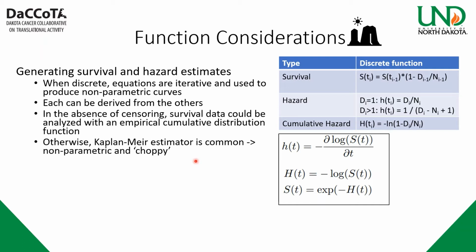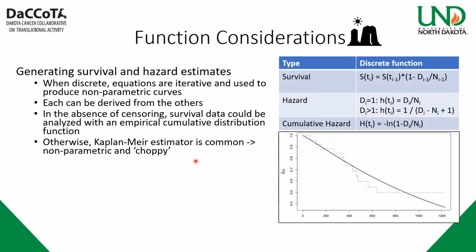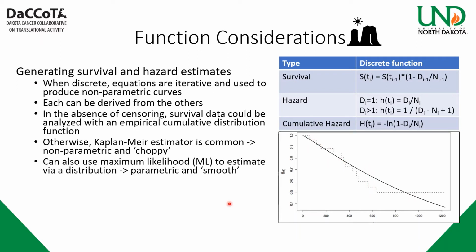But because most data has censoring, we just have estimates, so we can use the Kaplan-Meier estimator. That's the most common. That, again, produces those Kaplan-Meier curves, the non-parametric and, as I would call it, choppy sort of curves. So it's the dotted line here, that stepwise sort of thing. However, you can use something like a maximum likelihood approach to estimate via these underlying distributions. These are what would be parametric, and I would call them smooth. Like you see this line here, it's a smooth continuous function.